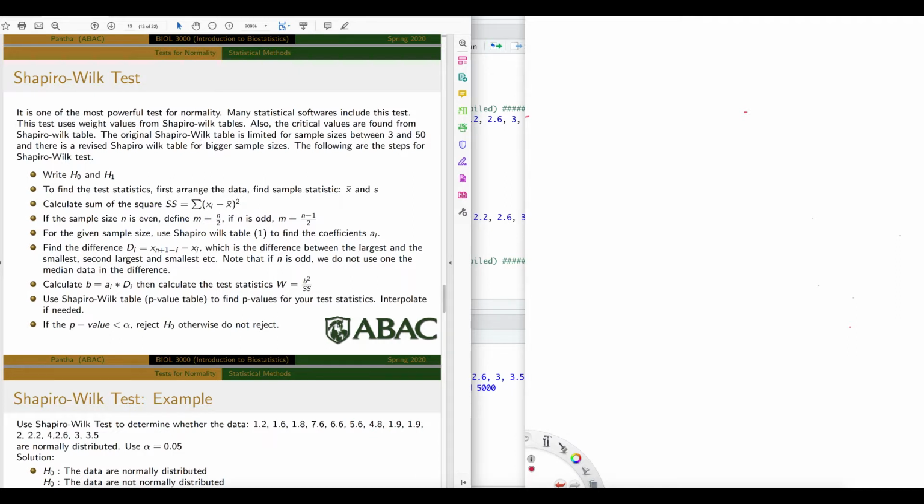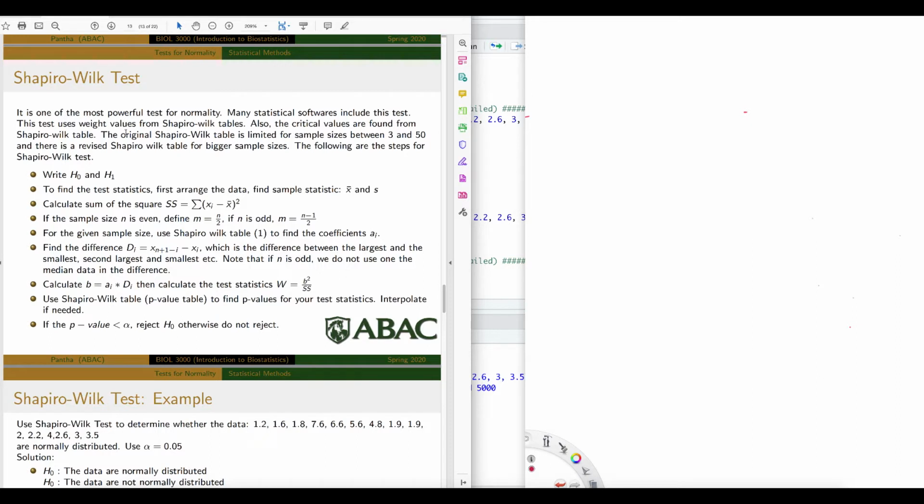So now I'm going to introduce another method, which is a very famous method we call the Shapiro Wilk test, and I will show you both how to do it manually and how to do it using R directly. Okay, so this test does not have any problem if the data points are repeated. So it is one of the most powerful tests for normality. Many statistical software packages include this test.